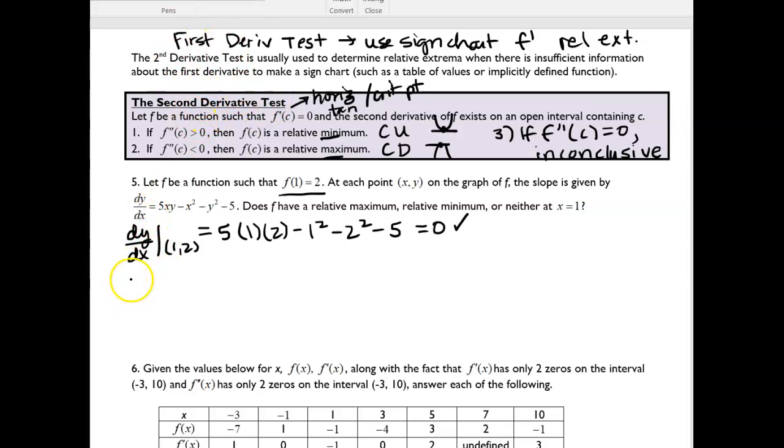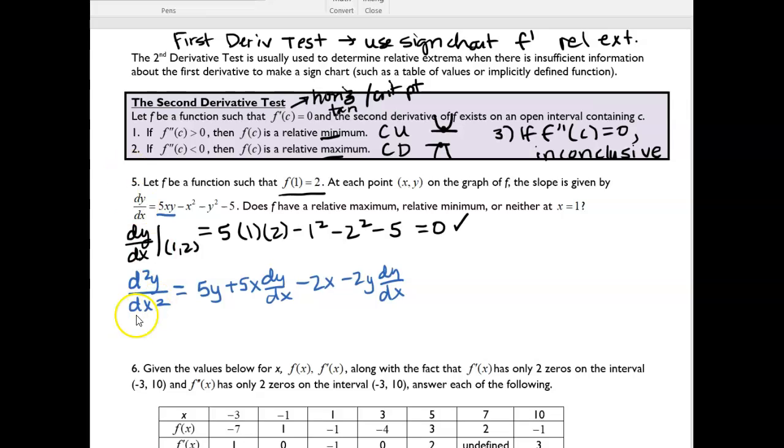So now we're going to have to find the second derivative. I'm not plugging anything in here, I'm just taking the derivative of the first derivative. So for this 5xy, I will have to use product rule. The derivative of 5x is 5 times y plus 5x times the derivative of y, which is dy dx. And the rest I can just take the derivative using power rule. Minus x squared, that's minus 2x. The derivative of minus y squared is minus 2y dy dx. Minus 5, that derivative is 0.